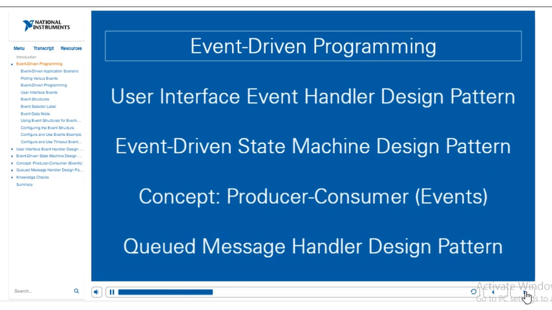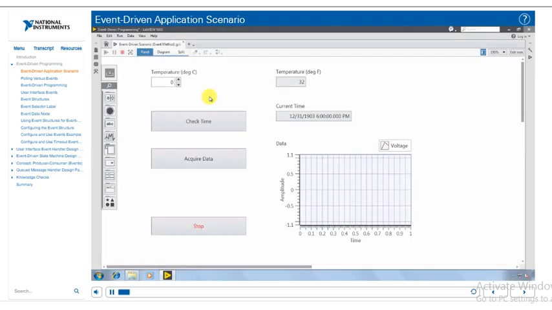In this section, we will introduce event-driven programming and how to implement it using the event structure. Imagine that you need to create an application in which an event on the panel, like changing the value of a particular control, will trigger corresponding code on the diagram to execute.